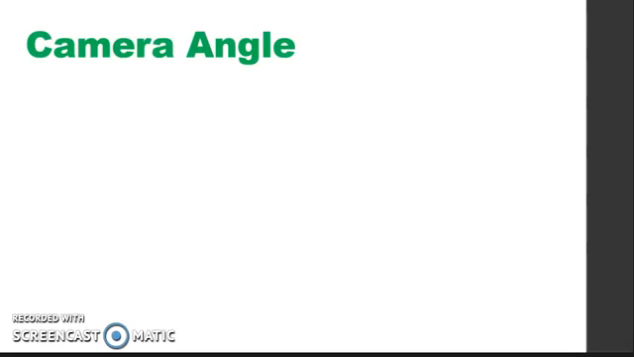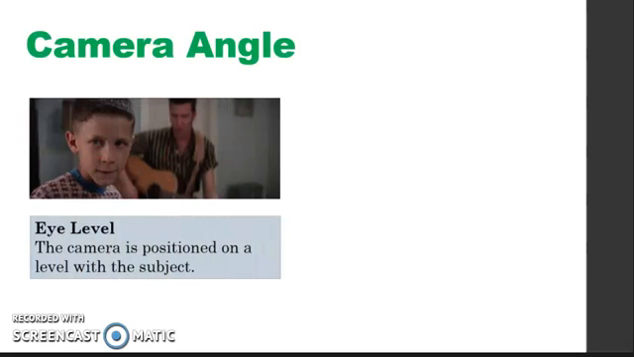First, we have the eye level, wherein the camera is positioned on a level with the subject. When your subject is at eye level, they are in a neutral perspective, not superior or inferior. This mimics how we see people in real life, with our line of sight connecting with theirs.